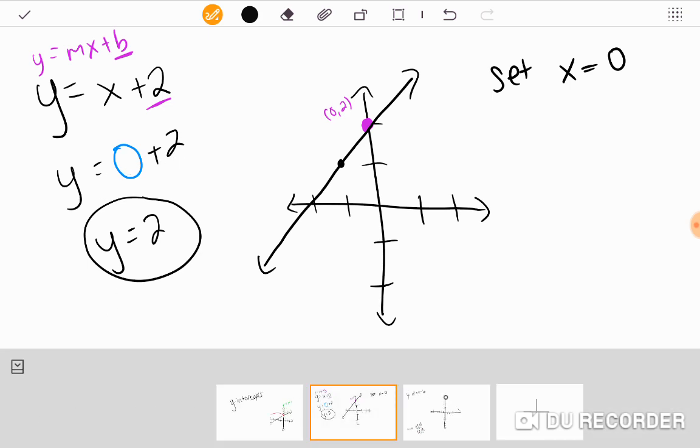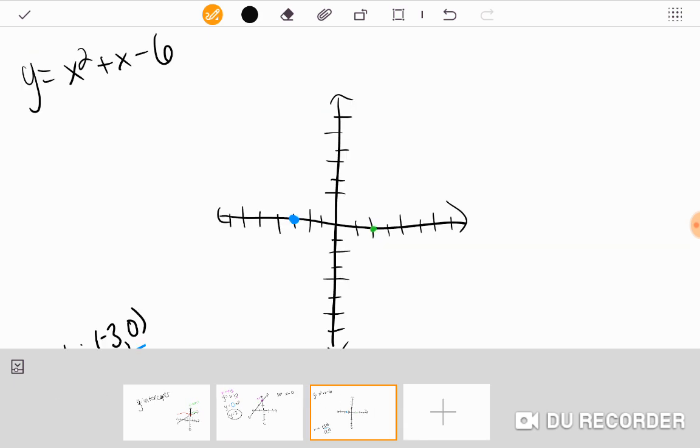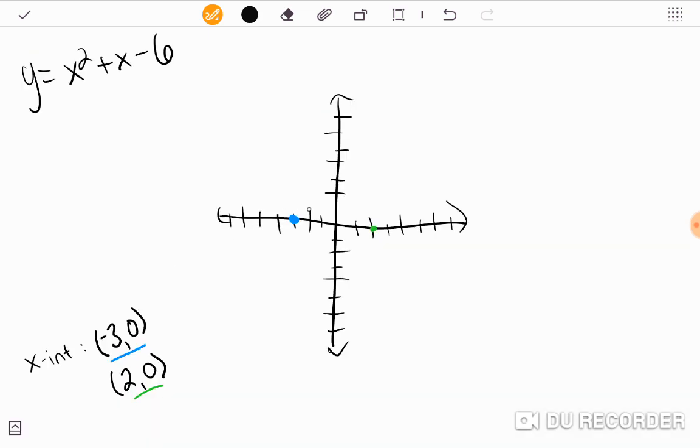In a quadratic, I'm going to use the same exact example that we did when we were watching the x-intercept video. So as you can see, I already got our x-intercepts, which we solved in the x-intercept video. I graphed them, so our blue point here at -3, 0, and our green point here at 2, 0. Remember, in order to get that y-intercept, set x equal to 0. Watch how easy this is.